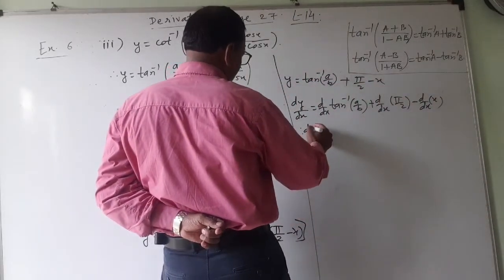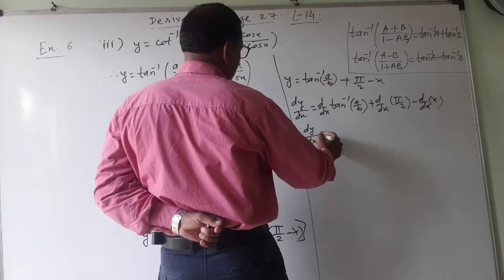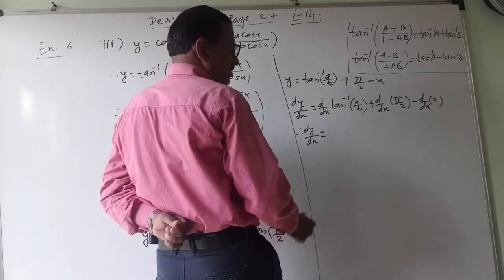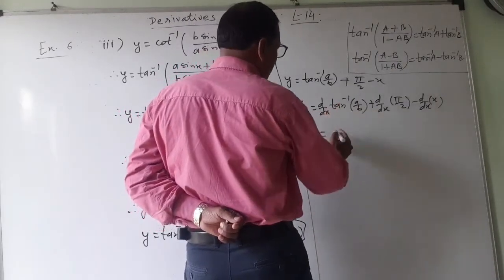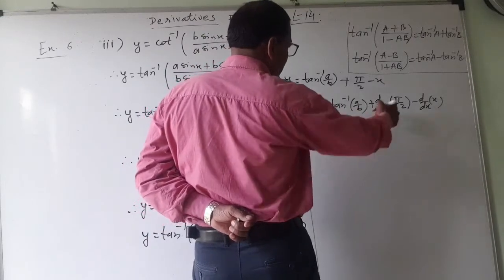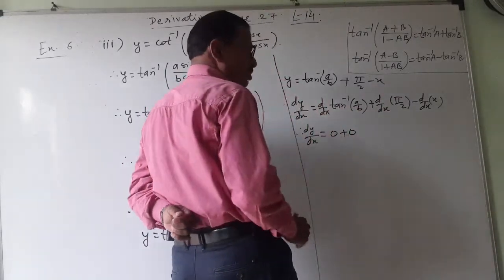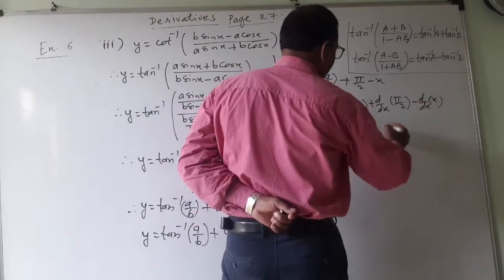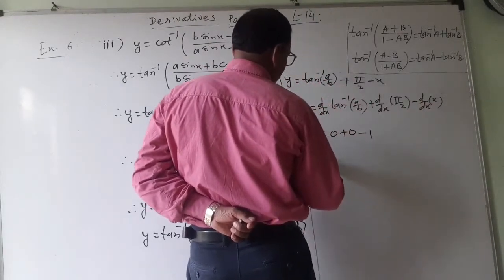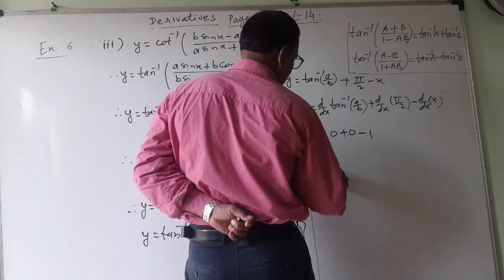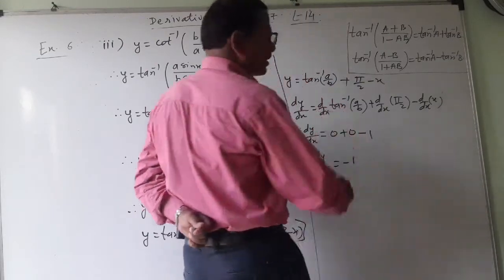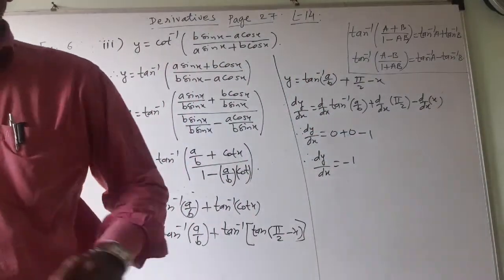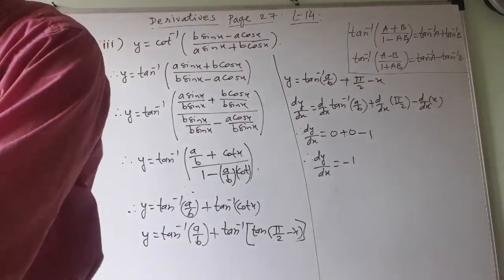Therefore, dy by dx is equal to, A and B are constants. So the derivative of tan inverse A upon B will be 0, plus pi by 2 is also a constant, so that is also 0, and minus the derivative of x is 1. Therefore, dy by dx is equal to minus 1. This is the answer. Hope that you have understood this, and this is a very important question.